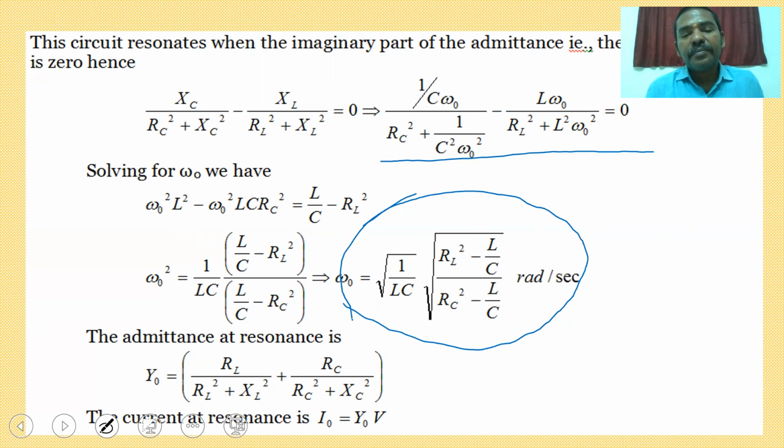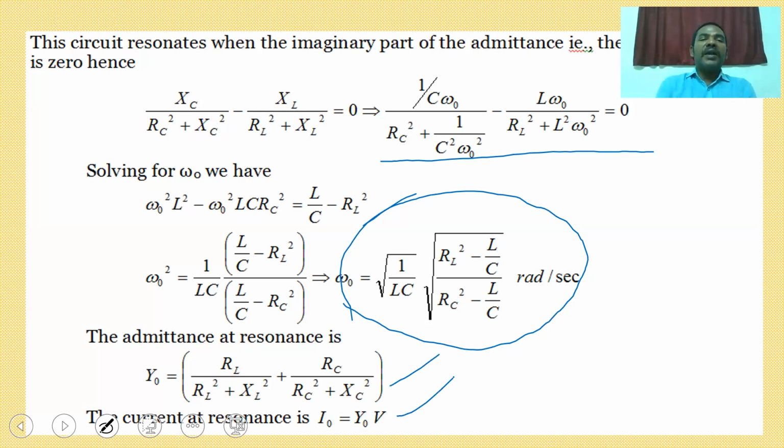Here also, you are calculating the admittance under resonance. The net reactance value must be equal to 0, which means the total admittance is pure conductance only. What is that value? Y naught is equal to RL divided by (RL square plus XL square) plus RC divided by (RC square plus XC square), and the resonating current I naught is equal to Y naught into V. So this is the first case, your RL-RC parallel circuit.